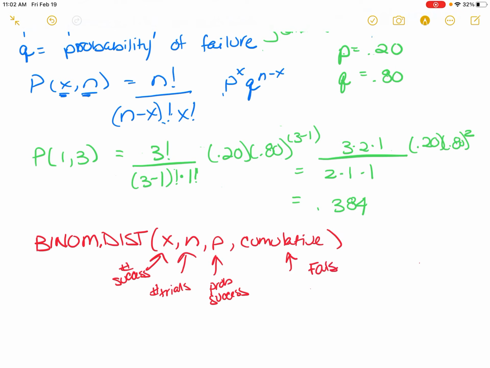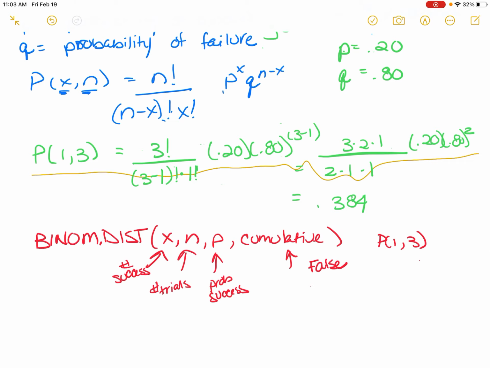So if this were false, right, that means we want to know exactly one instance. So if we talked about this instance, we want to know the probability of 1 out of 3, right? One of the three of them signing up for the golf clinic. So that particular instance was that probability. But if we want to know the probability that at least 2 people signed up for the golf clinic, that would be cumulative.